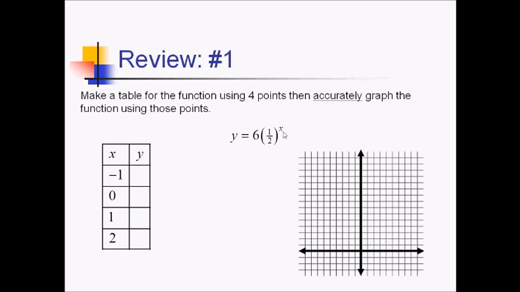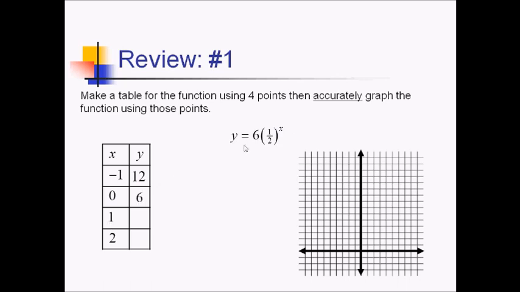Plugging in -1 for the exponent, and we're going to do the exponent before multiplying by the 6 here, because we're following PEMDAS. So we've got 1/2 to the -1, which is the reciprocal of 1/2, which is 2. 6 times 2 gives us 12. Then plugging 0 in for my exponent, 1/2 to the 0 is just 1. Anything to the 0 is 1. 6 times 1 is 6.